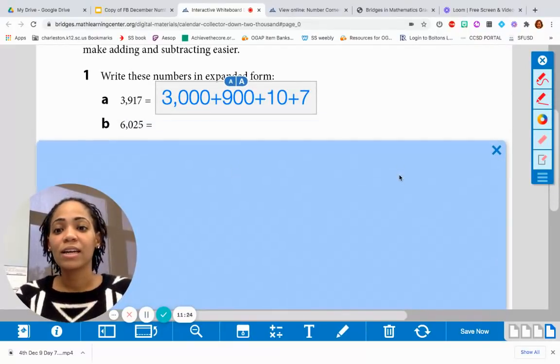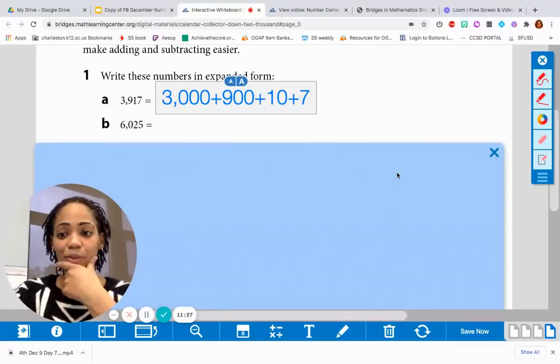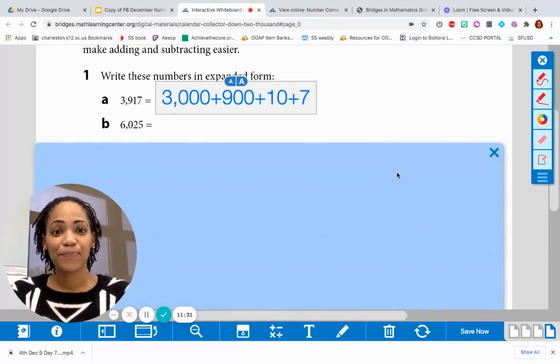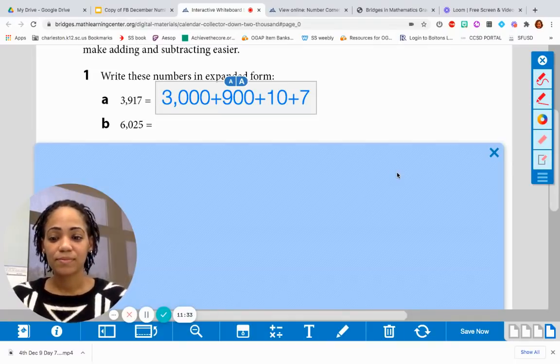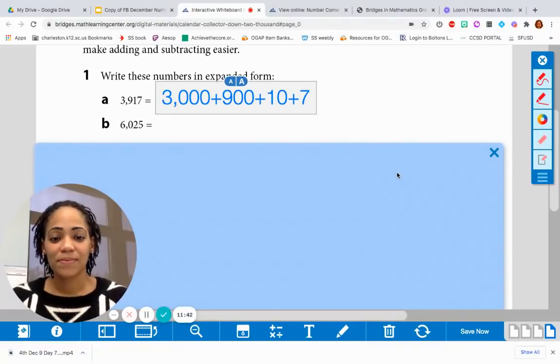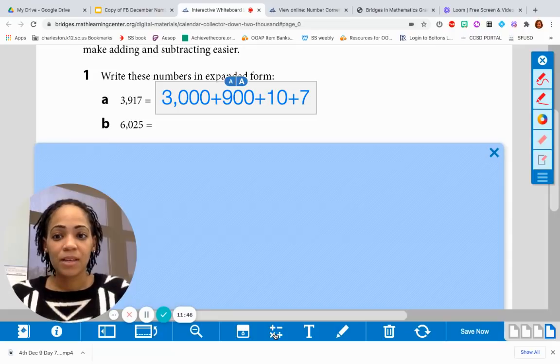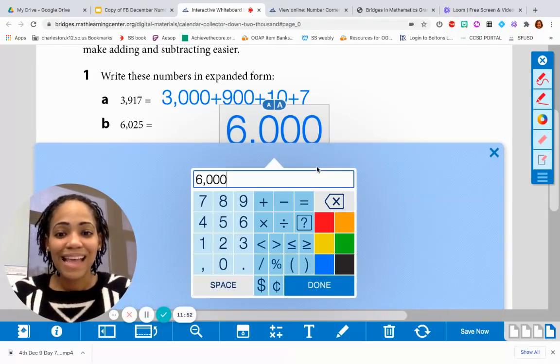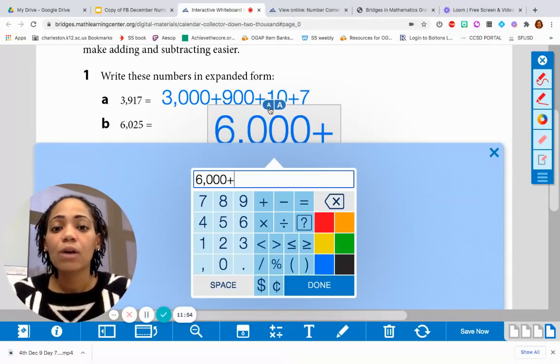So go ahead and try B. Now we have a 0 there. What are you going to do with that? I'm curious to see how you handle it. Right. How do I write it? 6 is in the thousands place. So it would be 6,000. Has a value of 6,000.